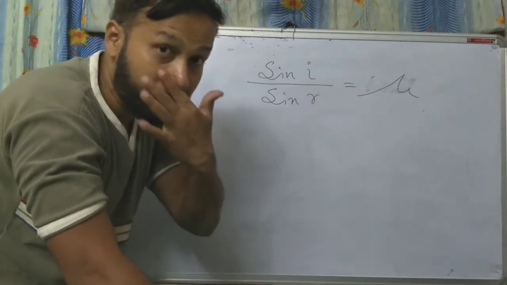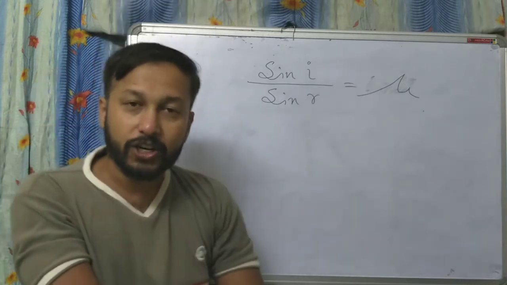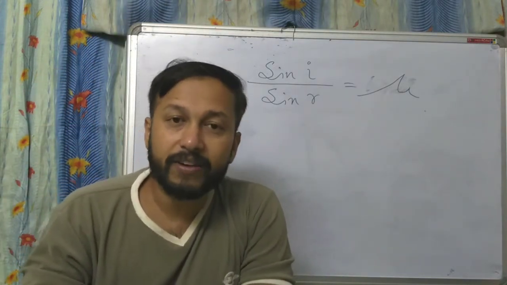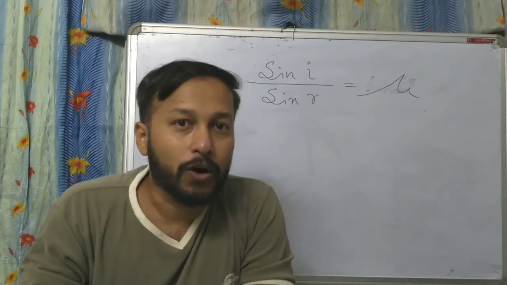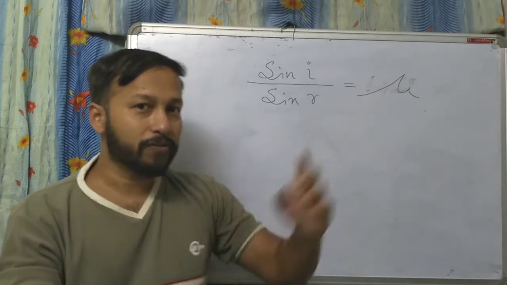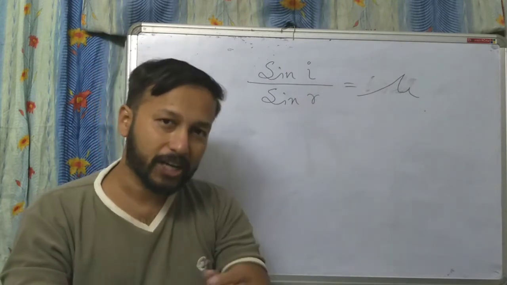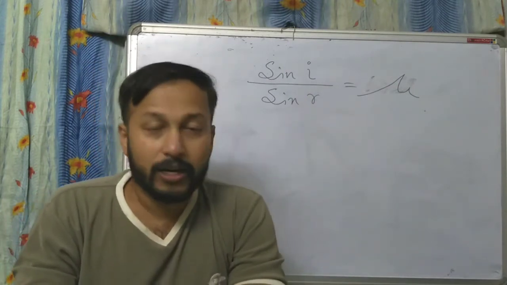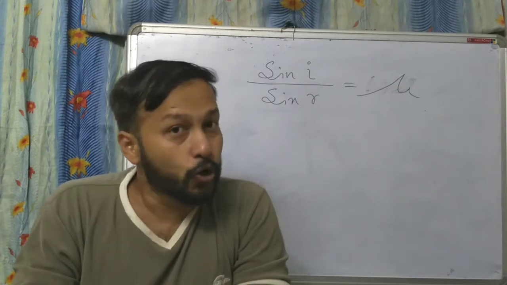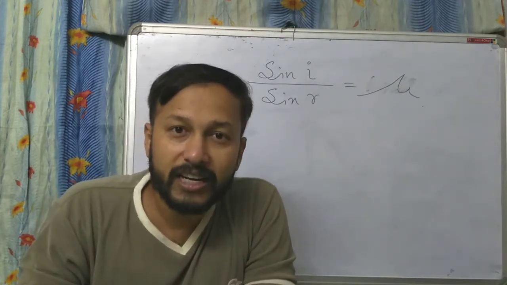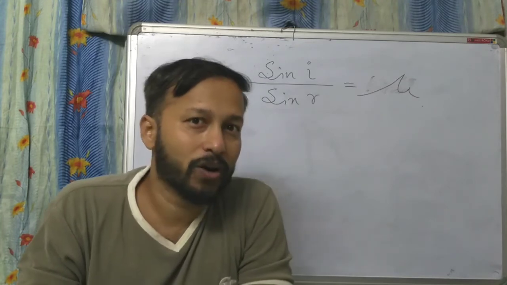Now if I ask you the definition of refractive index, you will say that refractive index is the ratio of the sine of the angle of incidence to the sine of the angle of refraction. Now what is its unit? It does not have any unit because refractive index is a ratio.